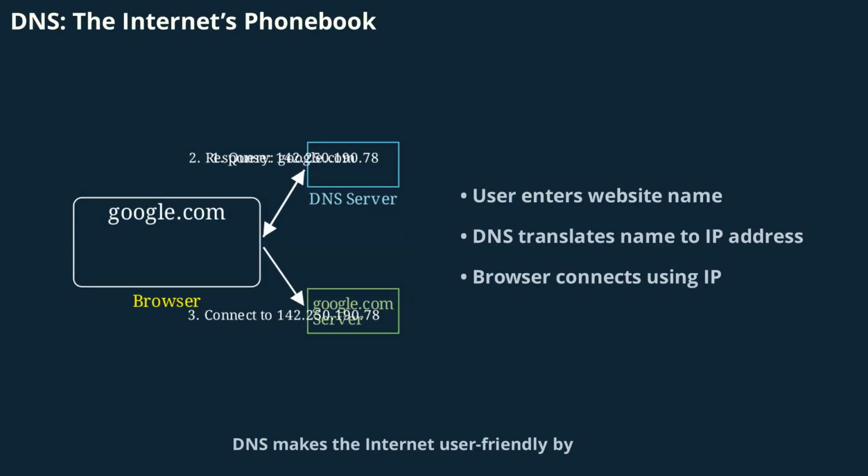DNS makes the internet user-friendly by translating website names into IP addresses. Without DNS, we'd have to remember long strings of numbers for every site. Instead, we just type names like YouTube.com, and DNS handles the rest. This system keeps the internet accessible for everyone, no matter their technical background.